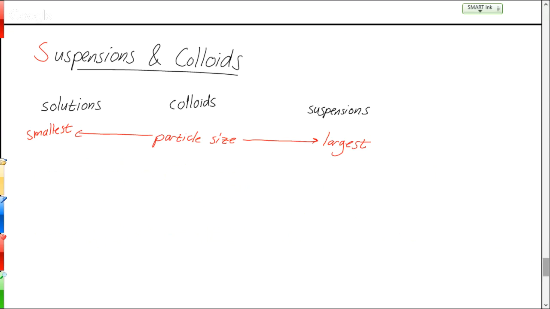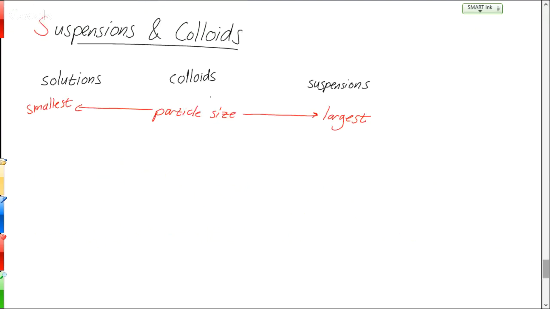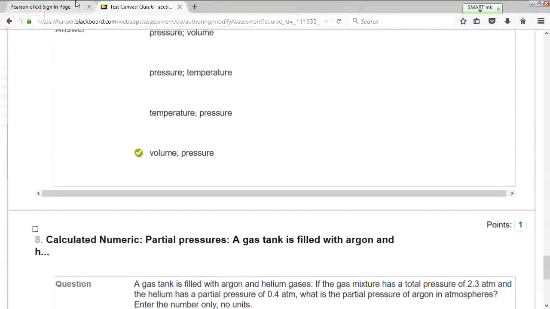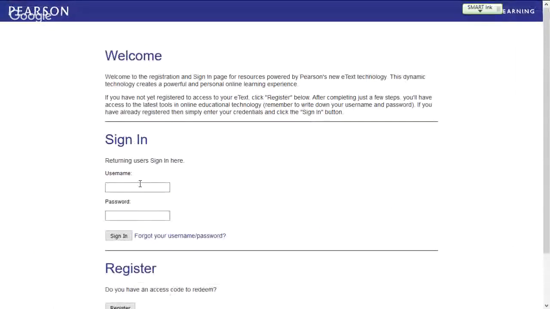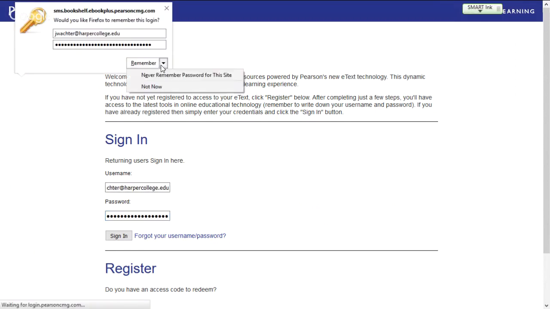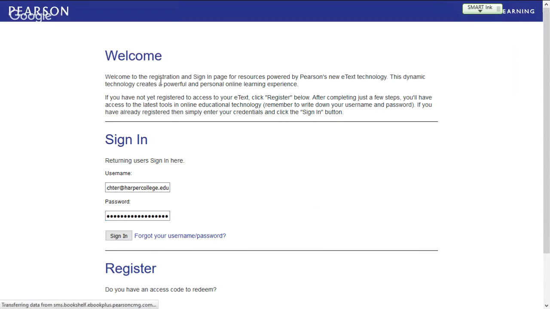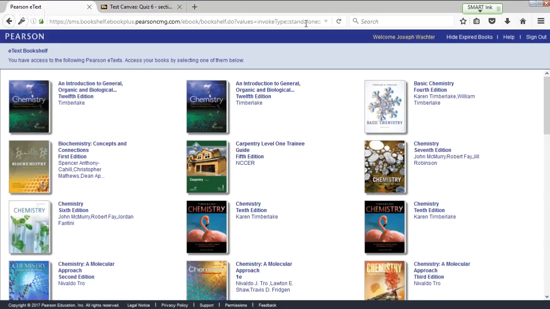So solutions usually look clear. You can see all the way through them really easily. Colloids usually look cloudy. Suspensions also look cloudy, but then they settle out to the bottom. And the bits of them come down to the bottom. So that's how we define those things. If we look in the book, we can also define it by how to separate them. Okay, I'm just going to grab a picture so we don't have to draw our own confusing picture here.